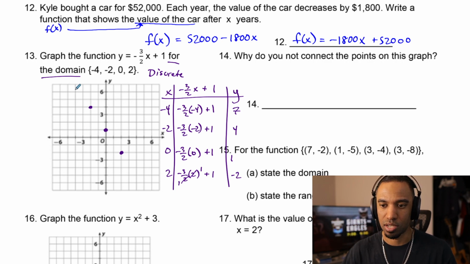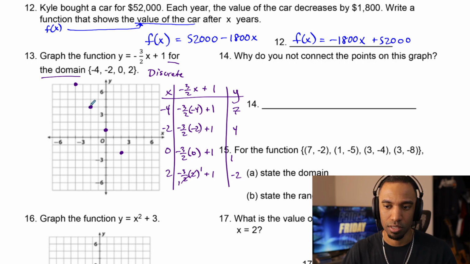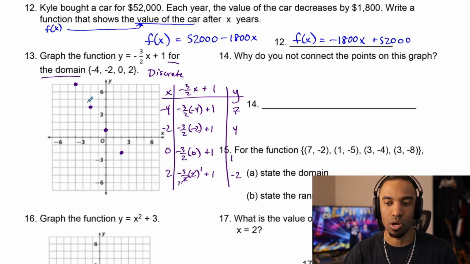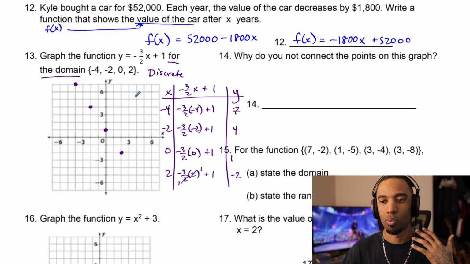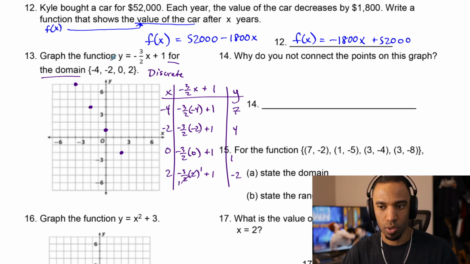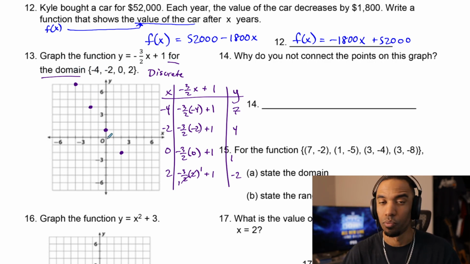So negative 4 comma 7 exists right here. Now this does have a linear path, as all arithmetic sequences would do, as all linear functions do, these things with this constant rate and slope. But we are not going to connect them because this is a discrete function because of the restricted domain. And there it is. You're done with that graph.